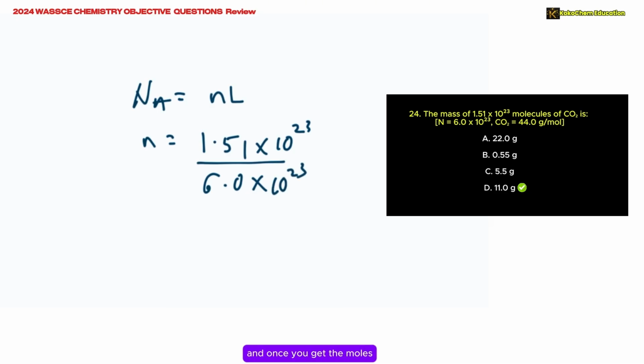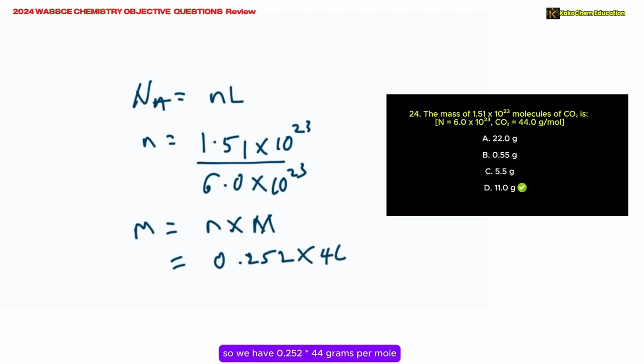And once you get the moles, mass would be equal to moles times molar mass. So we have 0.252 times 44 grams per mole, which will give you 11.0 grams.